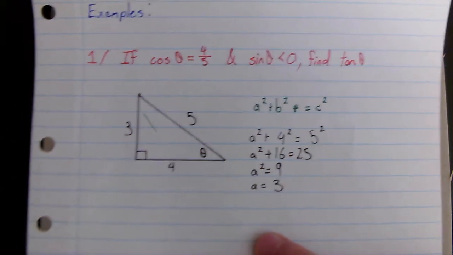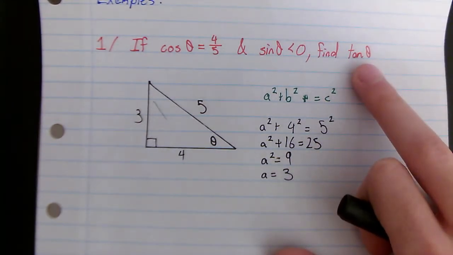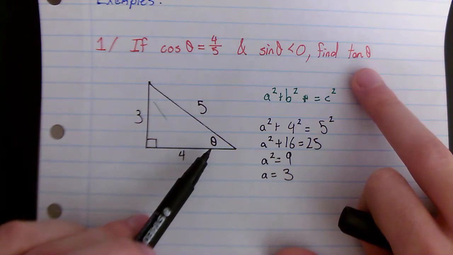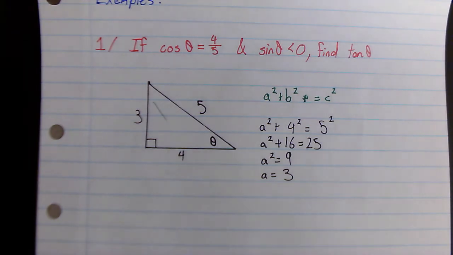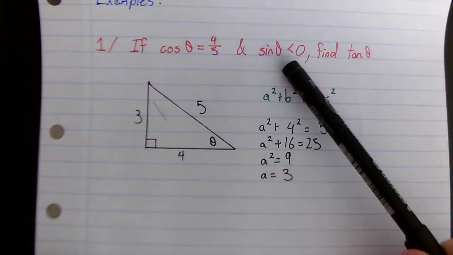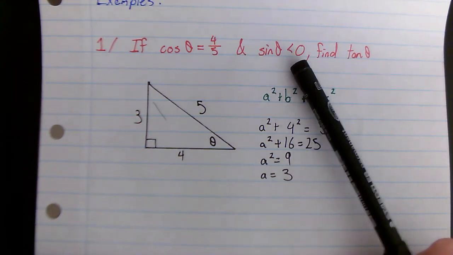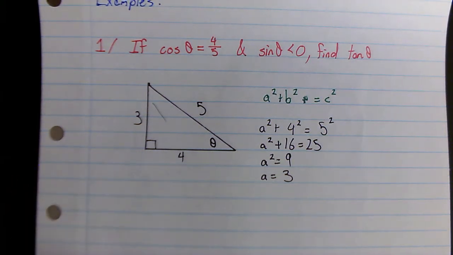So, where do we go from here? Hopefully it's pretty simple to tell that to find tan theta, we're just looking at opposite over adjacent, so it's going to be 3 over 4. But we do need to take a little bit more care because of this condition over here, that sine theta is less than 0. Now this goes back to the ASTC rule, and if you're unfamiliar with this, I highly suggest you look at my previous video that I made on the ASTC rule.